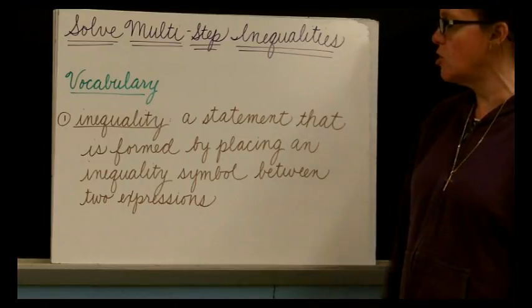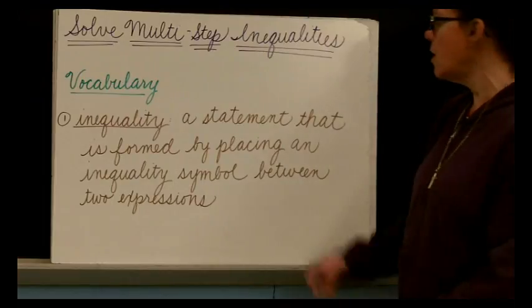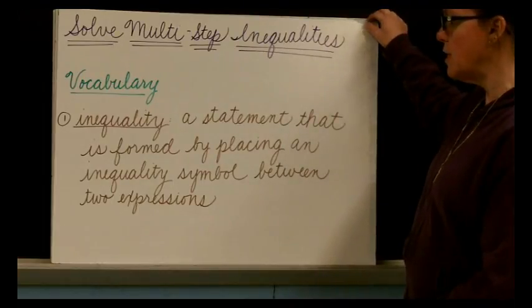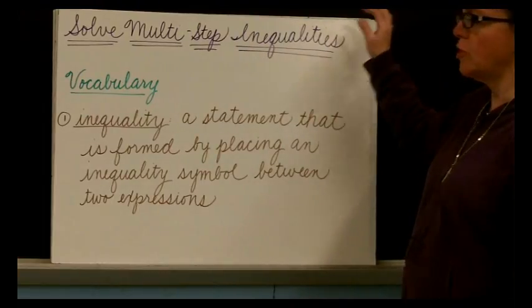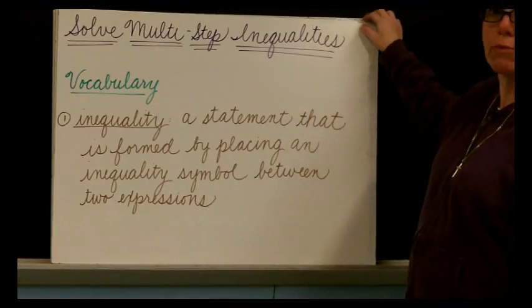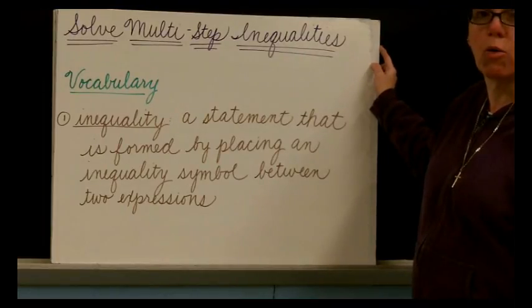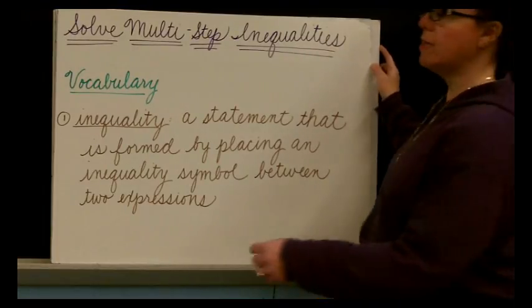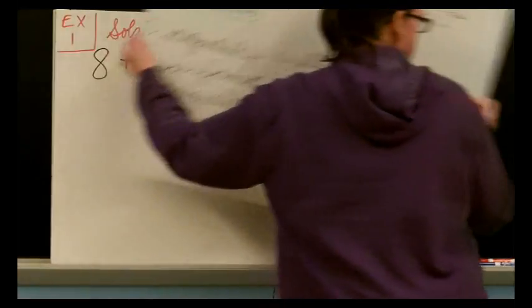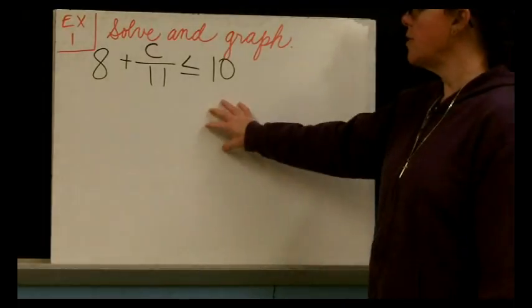It is the definition of an inequality, which you know is a statement that is formed by placing an inequality symbol between two expressions. So we are going to complete 4 examples, solving different types of multi-step inequalities and then graphing some of them. Okay, let's take a look at this first one.